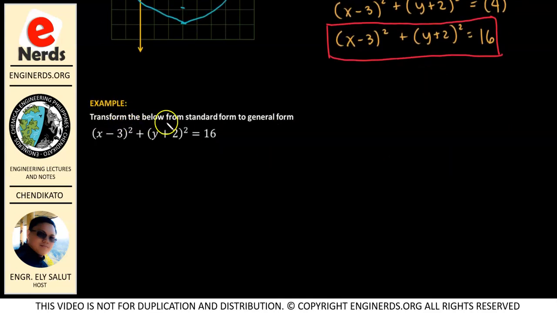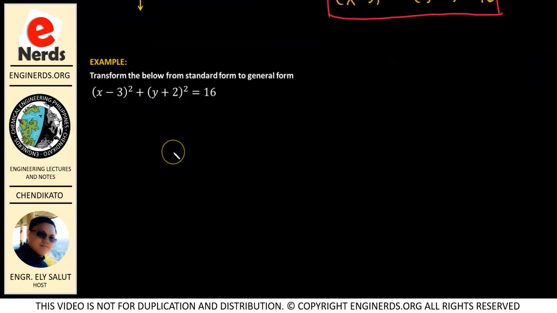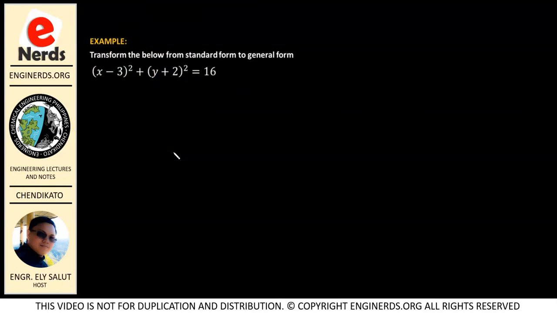Transform the below from standard form to general form. So, basically, actually, pareho lang to. Yung nakuha nating sagot, ito rin yan. But we are going to present this into a general form, no? Yan ang requirement natin ngayon. So, alam natin na kapag naka-squared ang ating given here, we'll need to multiply it to itself, no?